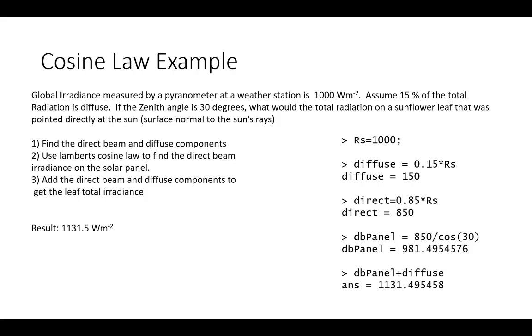Then we have to add the diffuse back in. Remember, the diffuse is 150, so we add 150 back to this 981, and we get 1,131. Basically, what you can see is that on the horizontal surface we were getting 1,000, right? But on a surface pointed directly at the sun, we were getting 1,131, so about 13% more energy. That's a really key thing to grasp, and it becomes super important when you start including topography in land surface modeling and ET modeling and that kind of thing.